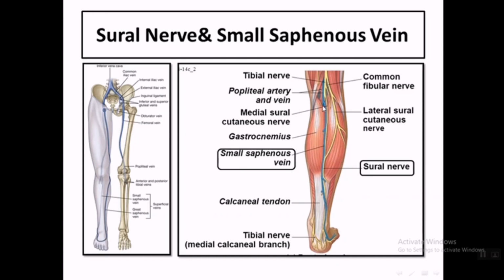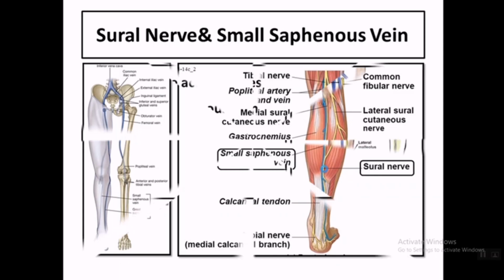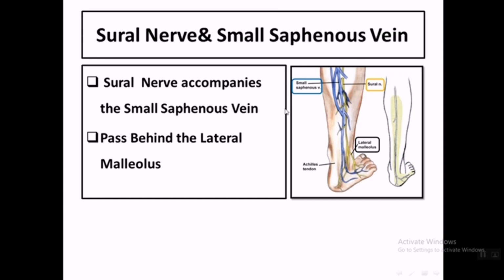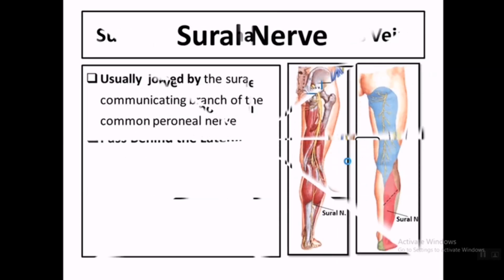This is the small saphenous vein that begins from the lateral side of the dorsal arch of the foot and ascends with the sural nerve behind the lateral malleolus, on the lateral side of the calcaneal tendon or Achilles tendon. This vein will ascend until it reaches between the two heads of gastrocnemius to drain into the popliteal vein. As we said, the small saphenous vein is accompanied by the sural nerve, and they pass behind the lateral malleolus.